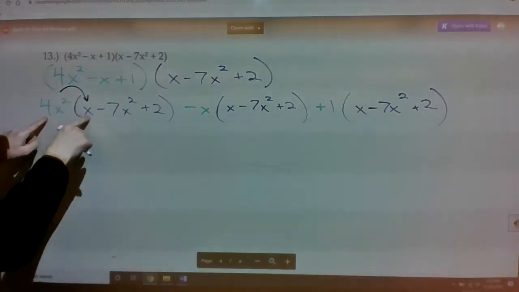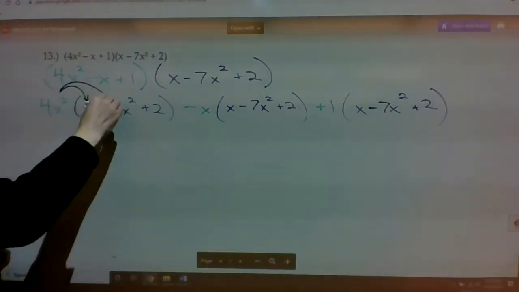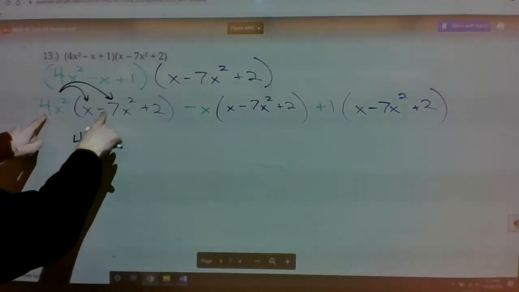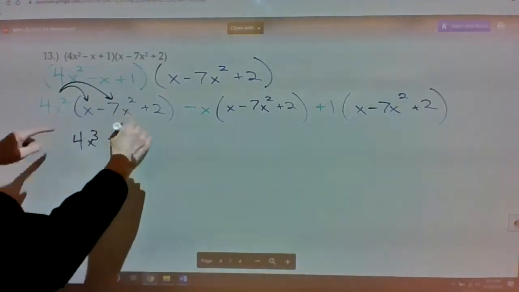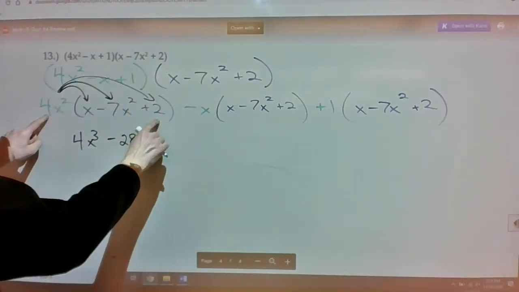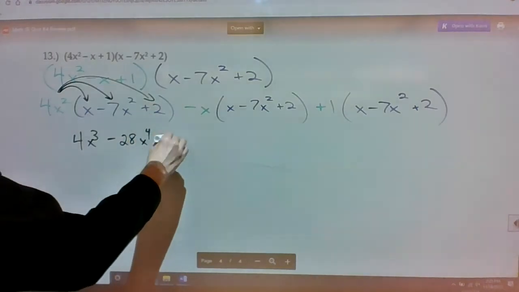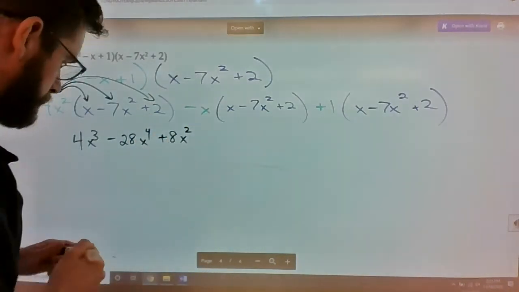4x squared times x, we're just putting another x on here, so it's 4x cubed. 4x squared times negative 7x squared is going to be negative 28 x to the 4 power. 4x squared times positive 2 is 8x squared. And our first polynomial, complete.